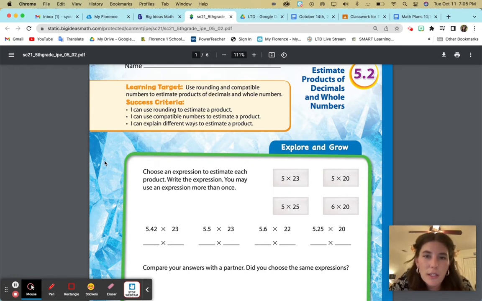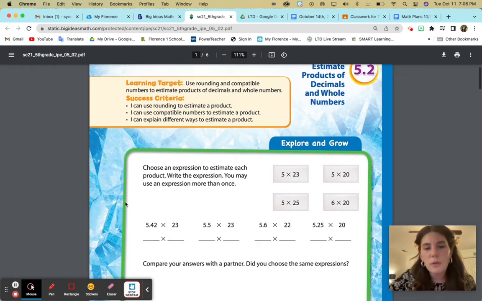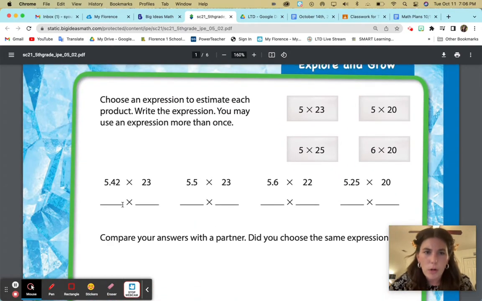Okay? Our success criteria today says I can use rounding to estimate a product, meaning I can round the decimal possibly to the nearest whole number so that I can multiply easily and get an estimated product. Now, second criteria says I can use compatible numbers to estimate a product. And our third success criteria says I can explain different ways to estimate a product, meaning I can tell someone or teach someone how to use rounding and compatible numbers to estimate those products. So, friends, let's go ahead and explore and grow really fast.